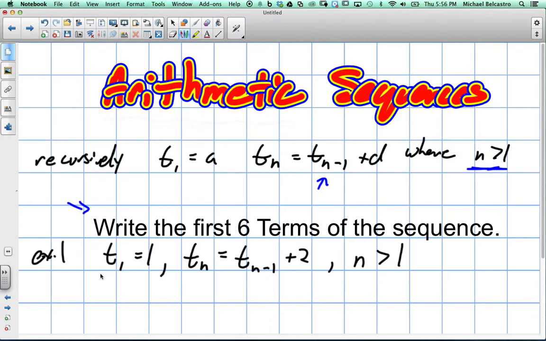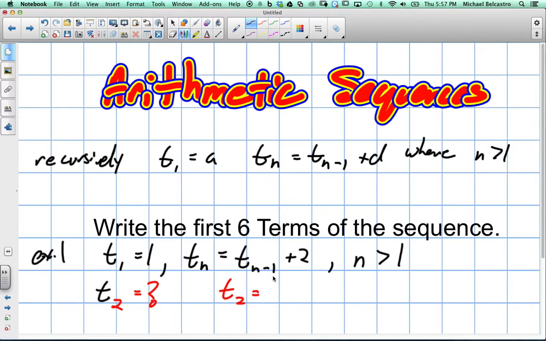It says the first term, so t1, is actually equal to the value of 1. That works out great. So t1 is equal to 1. With that being said, t2 is what we're going to solve next. So t2 is our unknown.